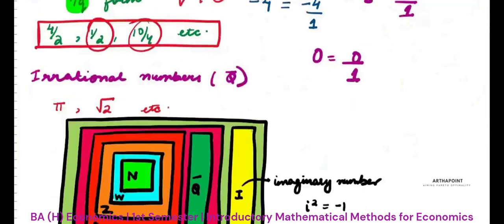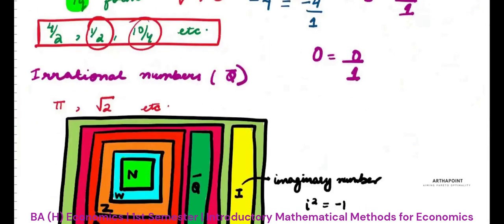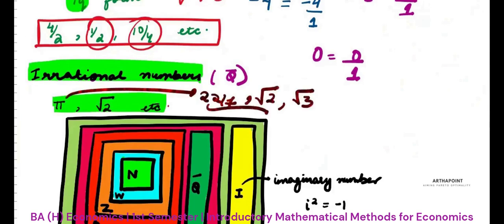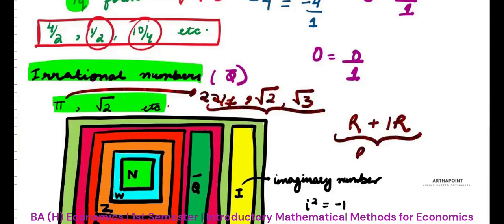Now we have something which are irrational numbers. Irrational numbers are basically the numbers which cannot be represented in P by Q form, like √2, like pi, which has a value of 22 by 7 approximately. √2, √3, these are all irrational numbers. Now, rational numbers plus irrational numbers together form your real numbers.